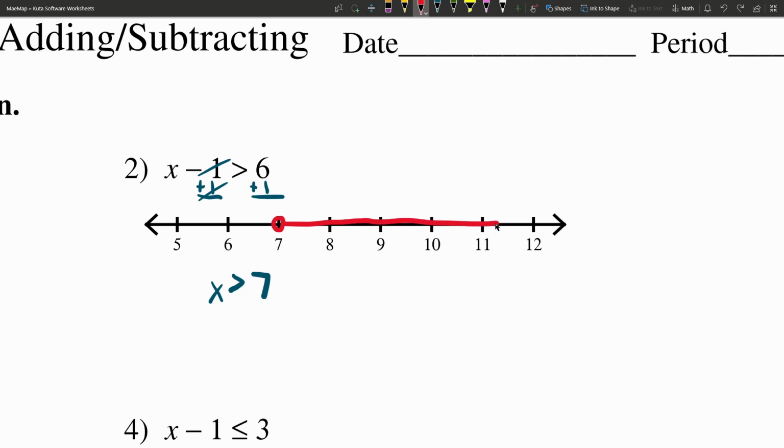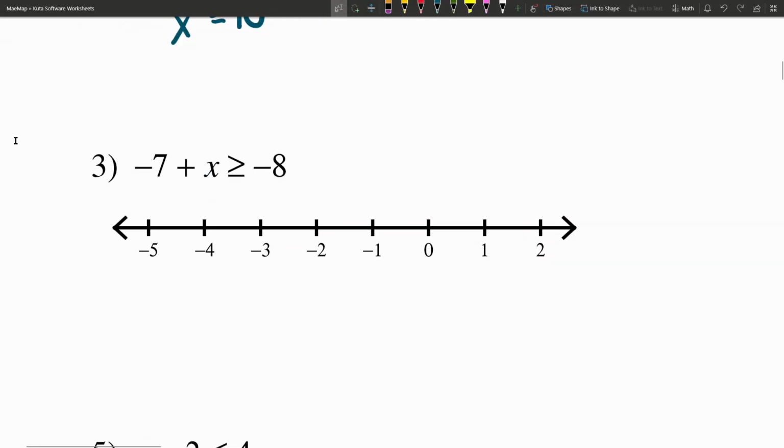So we're shading everything to the right. Let's move on to number 3. In number 3, we have negative 7 plus x is greater than or equal to negative 8. In order to isolate this x, we have a negative 7, so we're going to add 7 to both sides of our equation. Negative 7 plus 7 is 0, so we have x is greater than or equal to negative 8 plus 7, which is a negative 1.